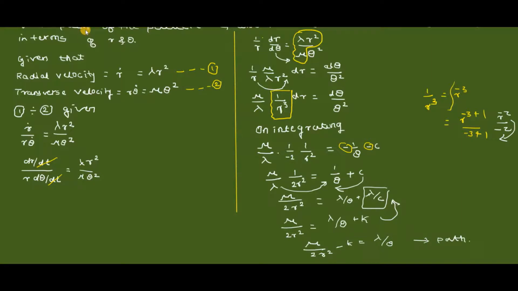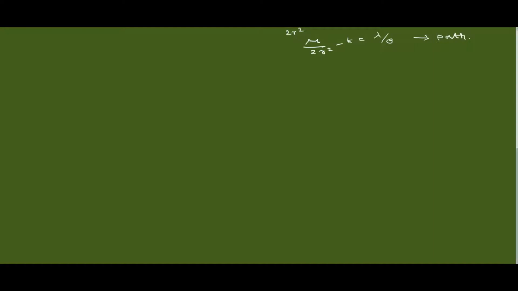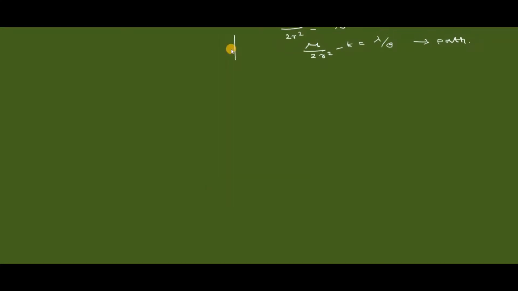Now we have to find the radial acceleration and transverse acceleration. Now what is the formula for the radial acceleration? Radial acceleration formula is r double dot minus r theta dot square, and transverse acceleration is 1 by r d by dt r square theta dot. So to find r double dot, I will write first r dot.